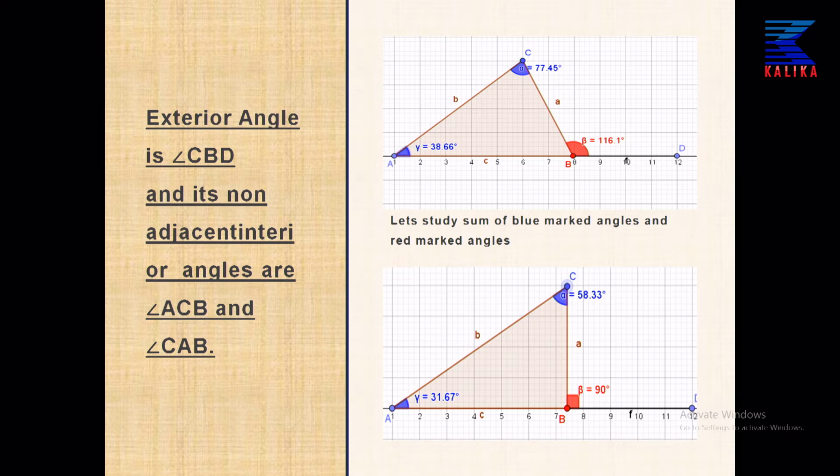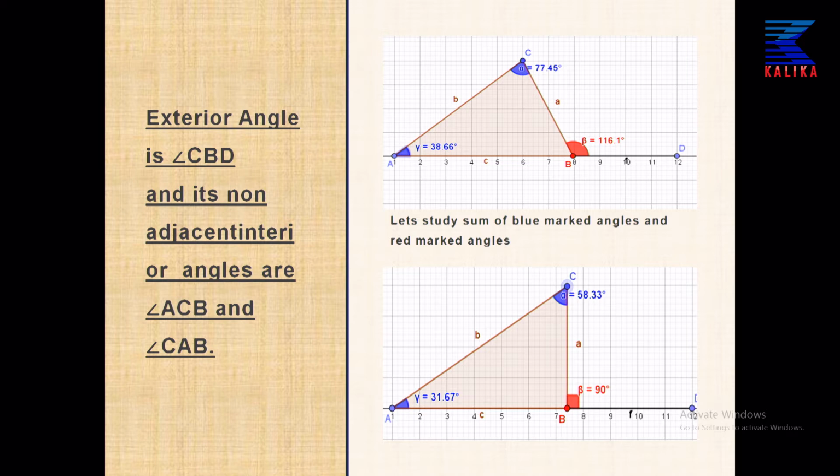Dear students, here you can see the exterior angle is angle CBD and its non-adjacent interior angles are angle ACB and angle CAB. You can see in the figure there are two angles in blue color and one angle in red color. These pictures I have extracted from GeoGebra, a very wonderful app for mathematics.